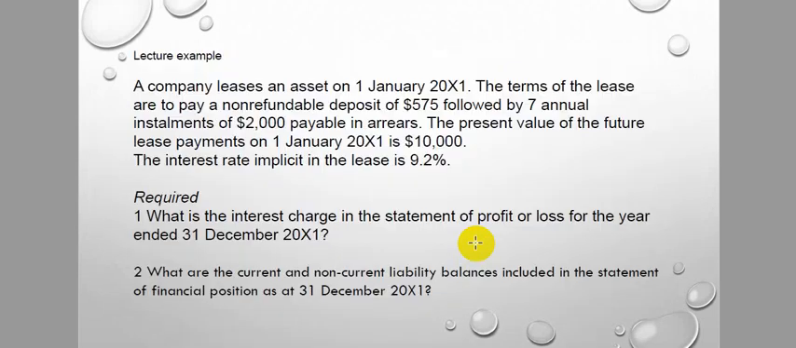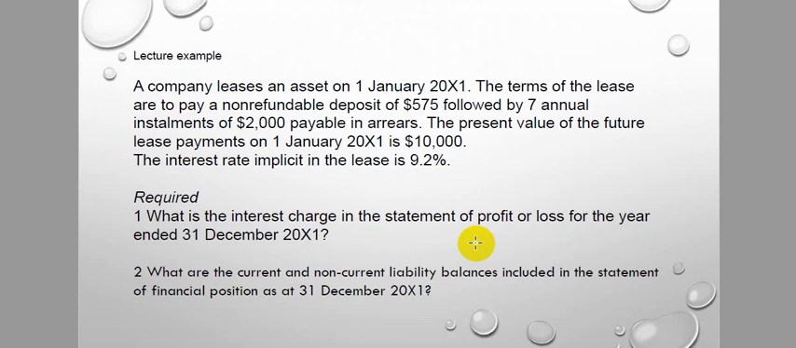We apply this now in the question. We have a question: a company leases an asset on 1st January X1. The terms of the lease are to pay a non-refundable deposit of $575, followed by 7 annual installments of $2,000 payable in arrears. The present value of the future lease payments on 1st January X1 is $10,000. The interest rate implicit in the lease is 9.2%. Required, what's the interest charge in the statement of profit and loss for the year ended 31st December X1.